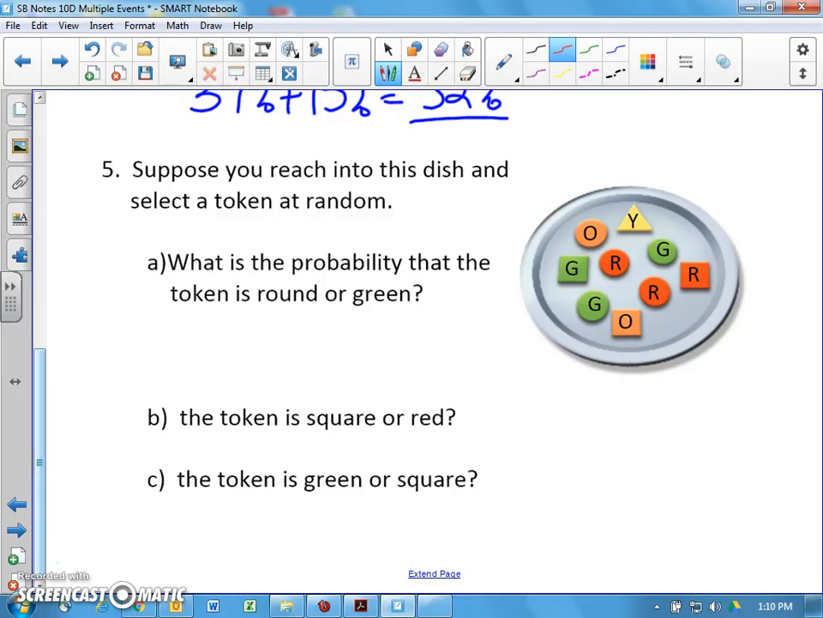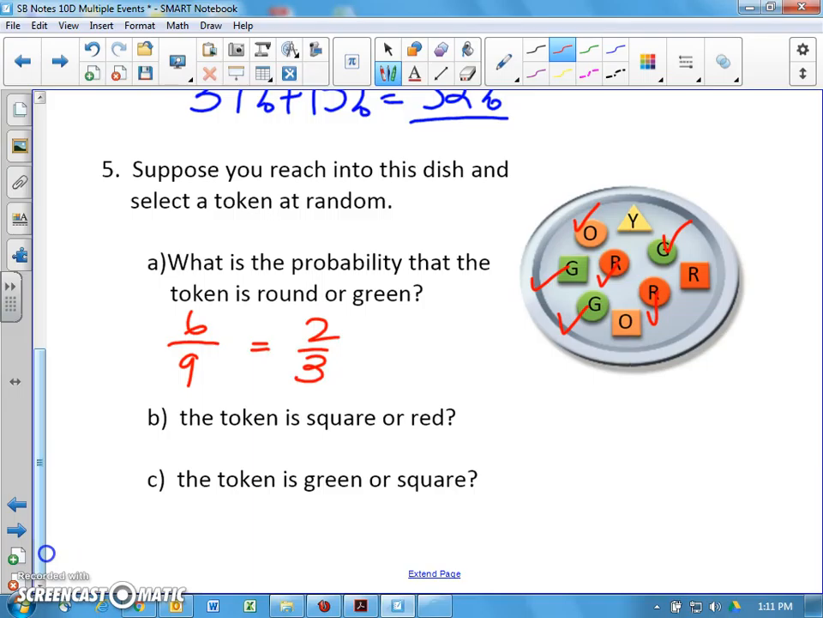We can simply count these up, and we can say this is green, so it counts. This is round and green, so it counts. This is round and green, so it counts. This is round, so it counts. And this one's round, so it counts. So we have 5 out of the 9 tokens in there that would be round or green. Oops, we forgot one up here. This one's also round, so it would actually be 6 out of 9, which reduces to 2/3. So 2/3 of the tokens in the dish would be either round or green.